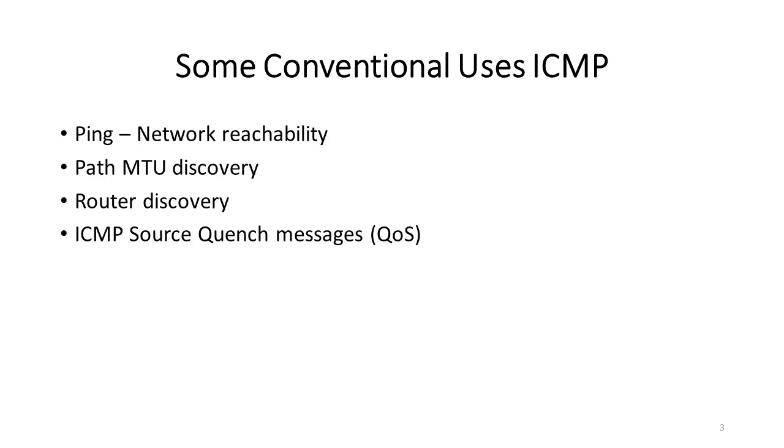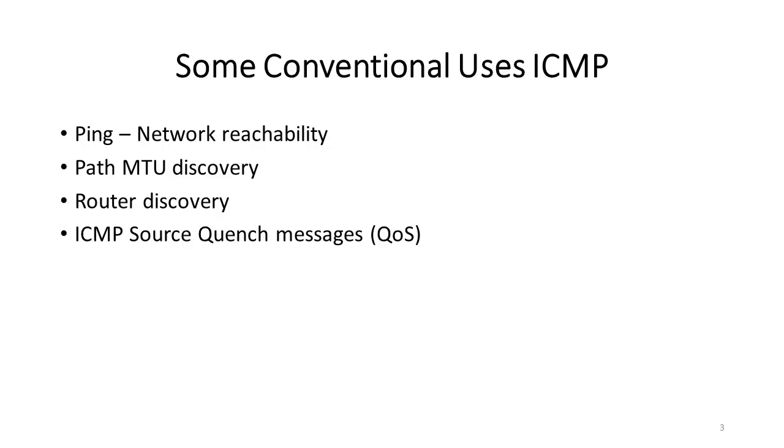Some conventional uses of ICMP: the famous mother of all network tools, ping. It's used to validate network reachability to hosts. You send some packets to the other end, and the other end responds back with some responses, time to live, retry times and so on. So it's pretty much useful. I think ping is a very useful tool.